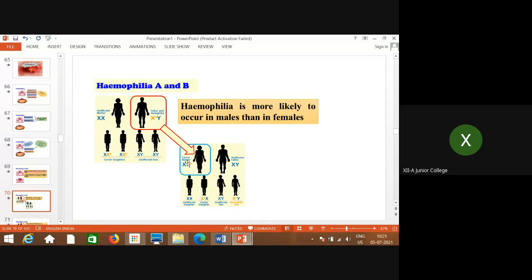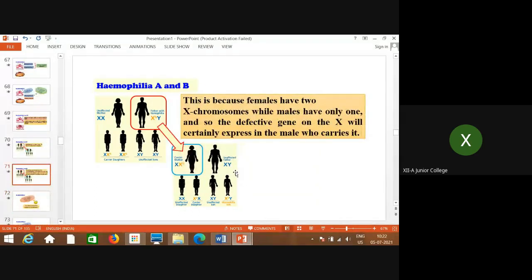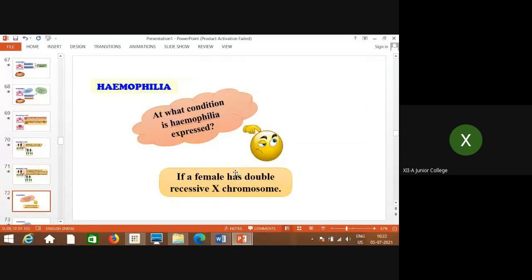So males are more often sufferers than females. This is what is shown. This is because females have two X chromosomes while males have only one X chromosome, and so the defective gene present on X will certainly express in males who carry it. That's it. So in which condition is it expressed and in which condition is it not expressed?